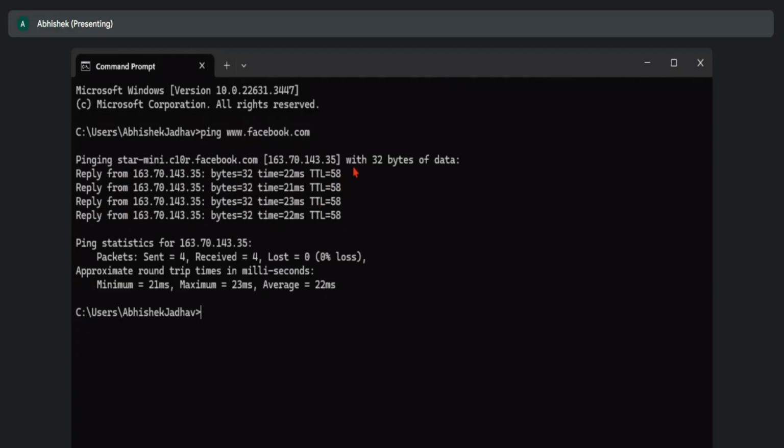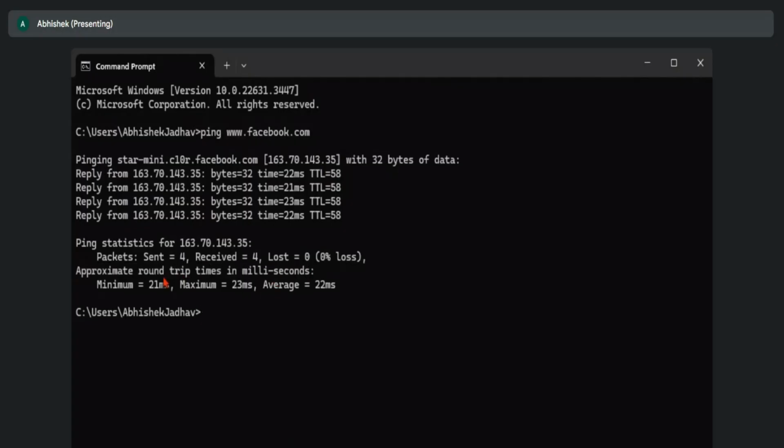So we sent data, we sent packets. One by one, we sent around 4 packets. You can see here the ping statistics: packets sent is 4 and received is 4, and there is no loss. So the packets were not lost, right? And the approximate round trip time in milliseconds.